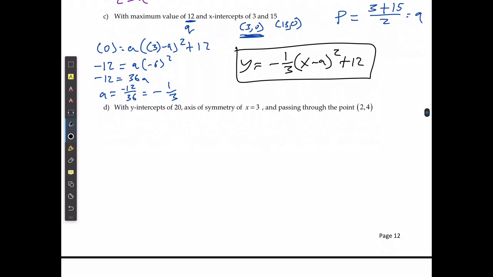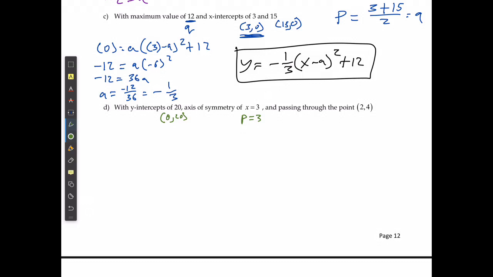Example D is a little trickier. For example D, we have a y-intercept of 20, so I have the point (0, 20) that the graph goes through. I have the axis of symmetry equal to 3, or x equals 3, which means that p is going to equal 3. And I have a point that it passes through, (2, 4), which means that I have two points that it goes through, and I have the x value at the vertex, but I'm missing my q value and my a value.